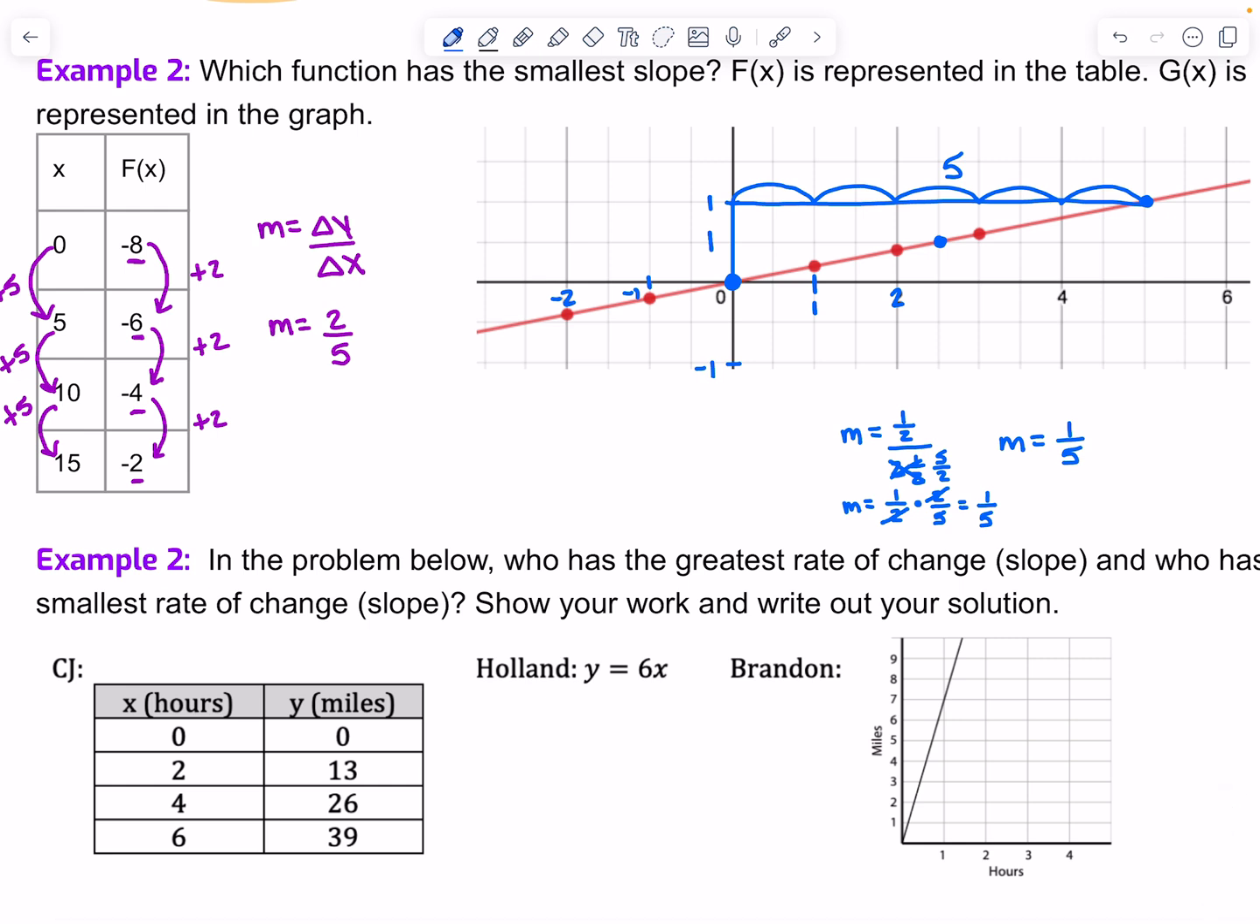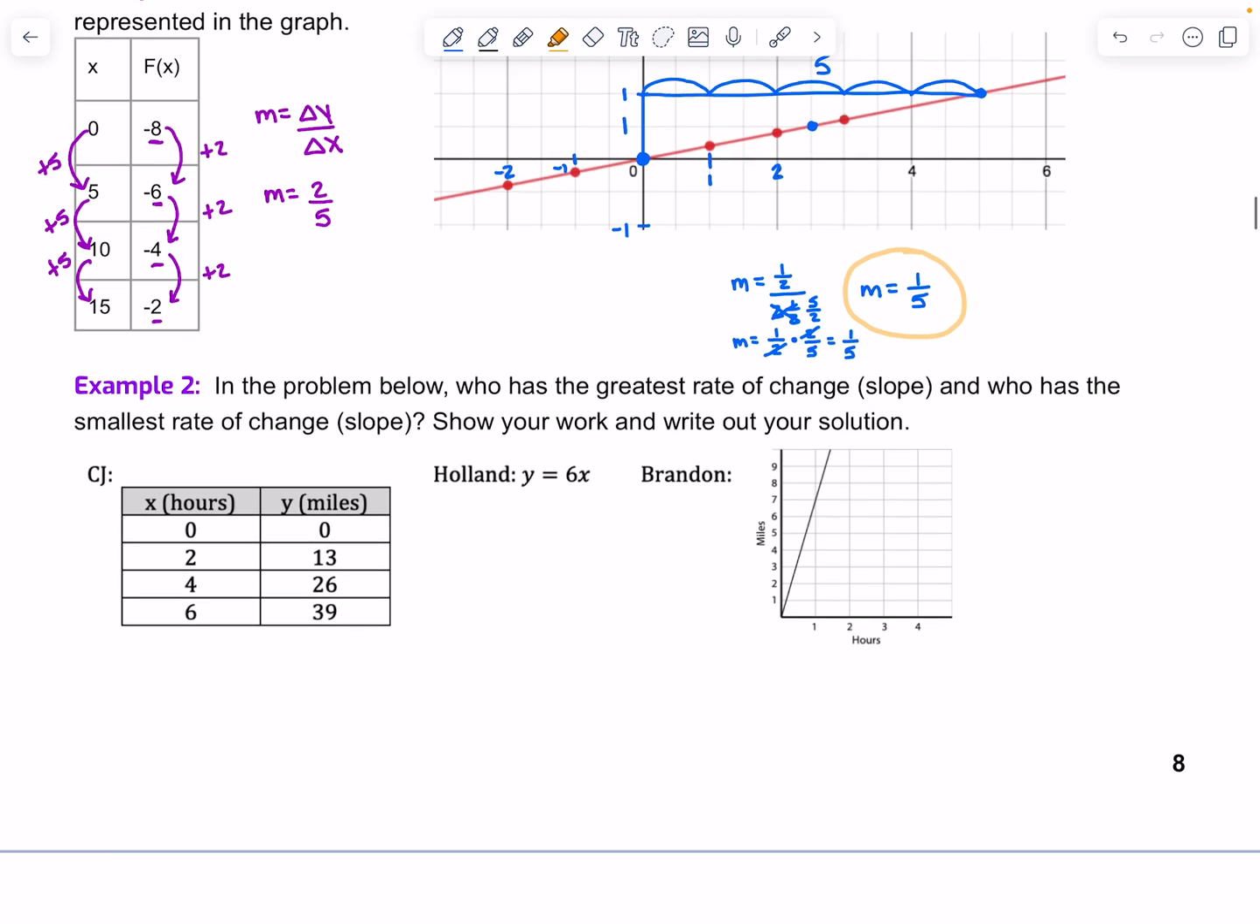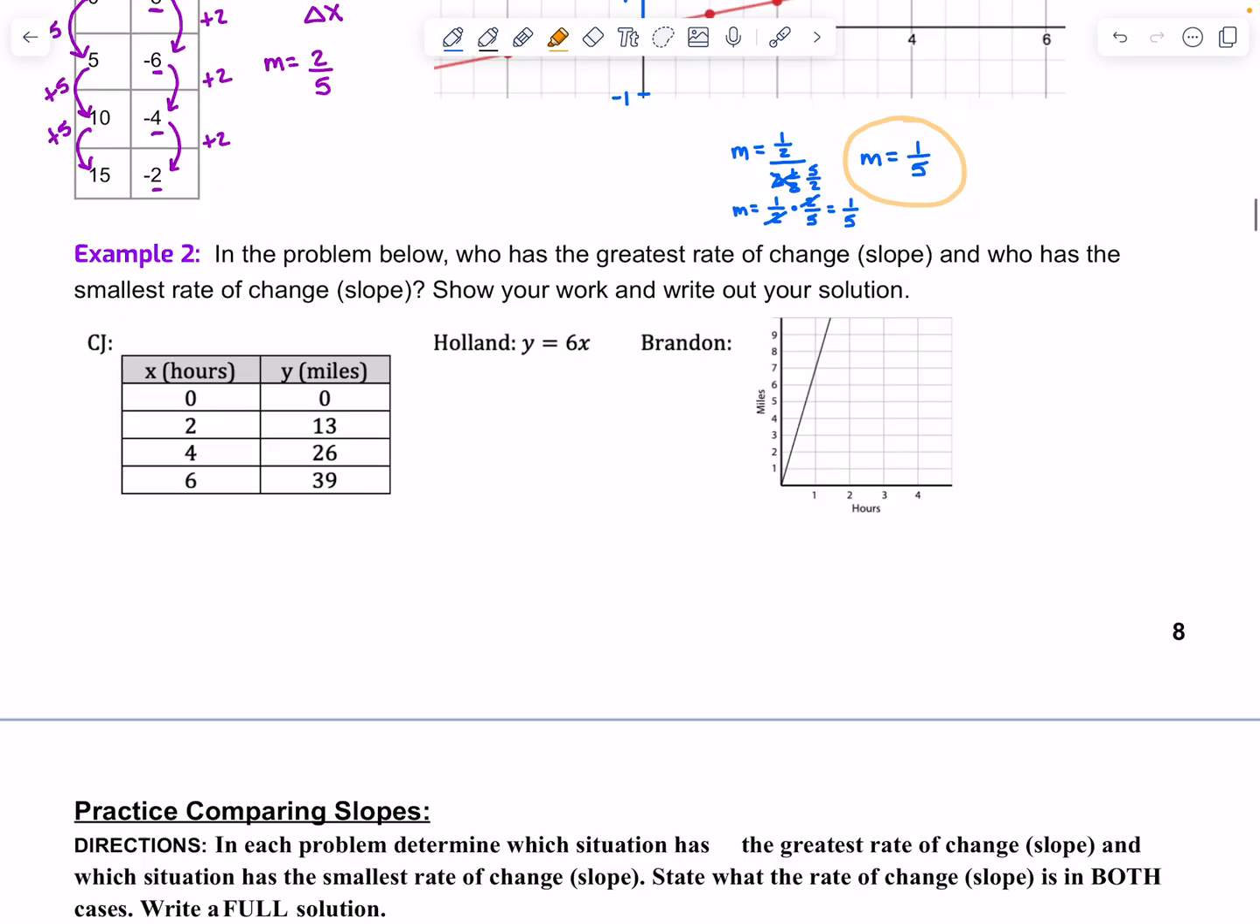But now I want to compare the two. So I have the slope of 2/5 and the slope of 1/5. And they wanted to know which one is the smallest. So 1/5 would be smaller than 2/5 because that is just half the size. Okay, so let's look at another example.